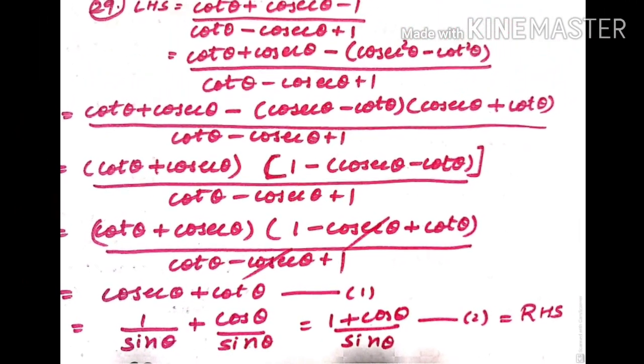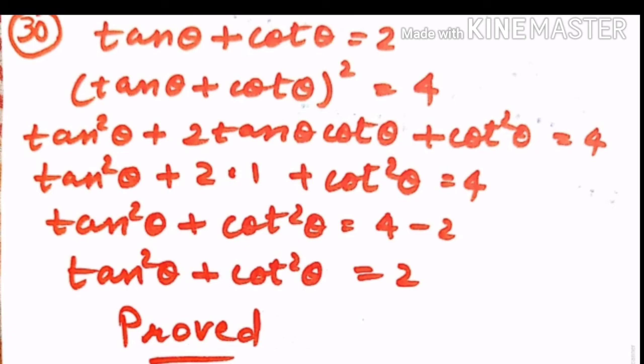Okay, so now moving to the next question, 30. Question number 30, you are given, means in the question you read, if tan theta plus cot theta is equal to 2, then prove that, right? So whenever an if part is given, you can use it to solve your question. Okay, so here I am taking tan theta plus cot theta is equal to 2.